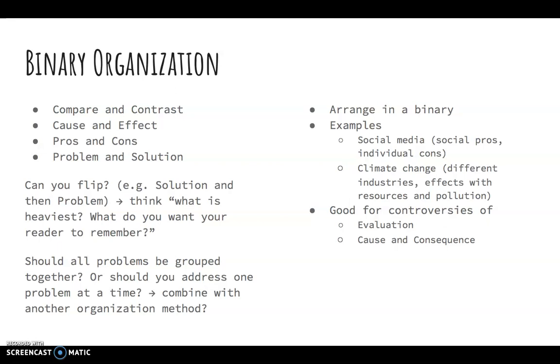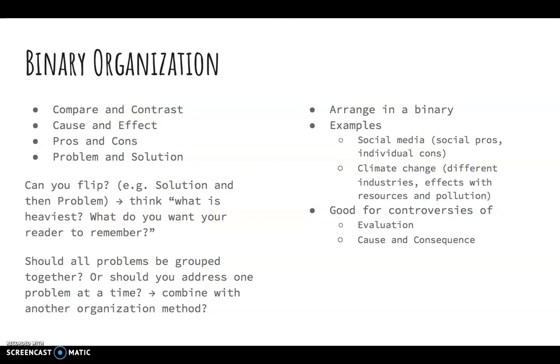For example, the reader will most likely remember the second binary, the second thing you tackle, because it's what they end on. It has the stronger weight. So if you flip them, do you want your reader to end on that second thing? Do you want your reader to end on effects and remember the effects, or do you want them to remember the causes? So you can consider that.